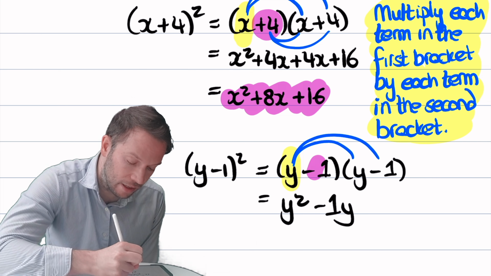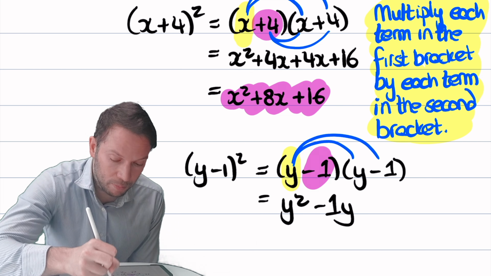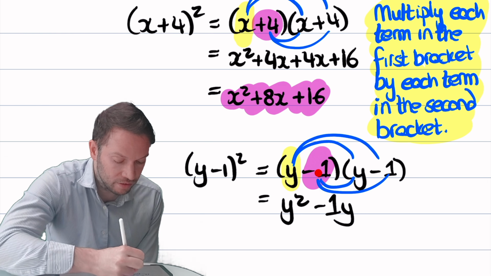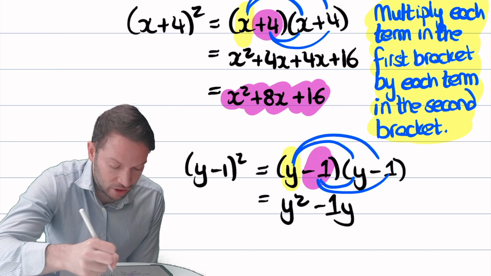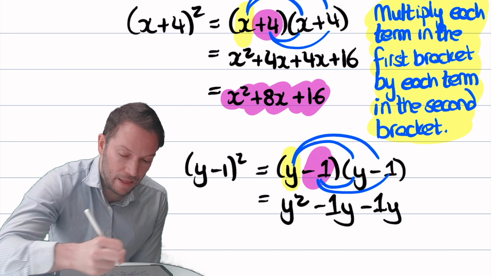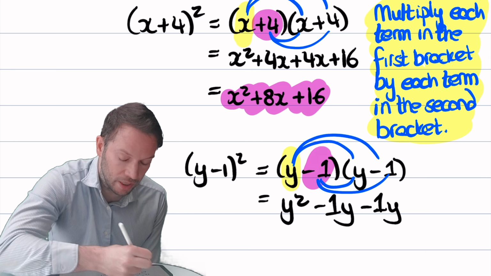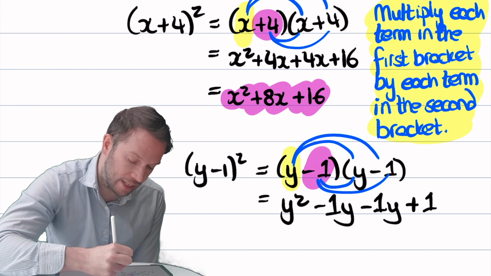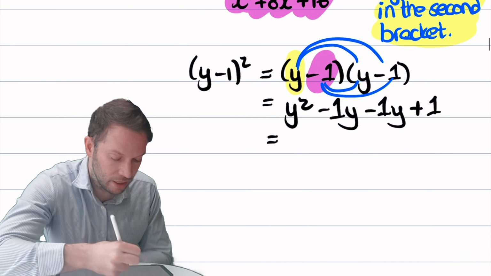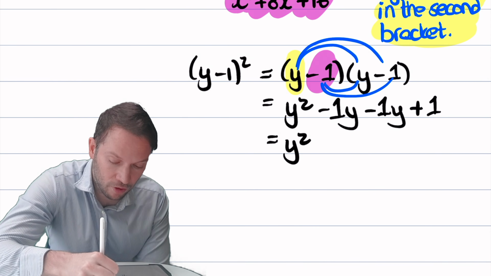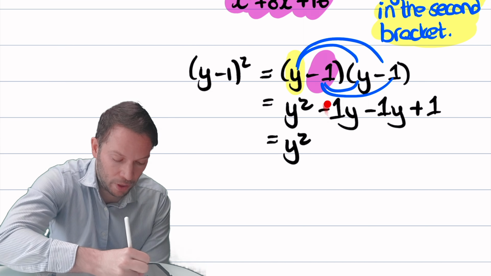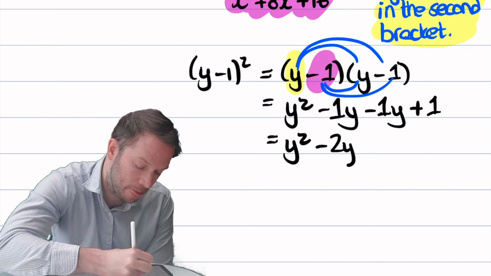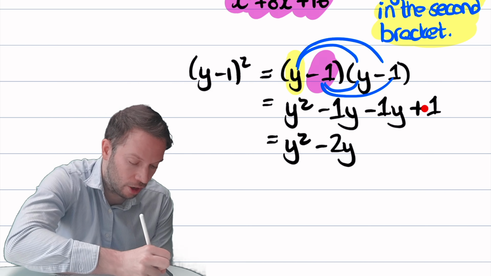And then you do the second thing in the first bracket multiplied by each thing in the second bracket. So we first do the minus 1 times the y, which is minus 1y. And then we do the minus 1 times the minus 1. Negative times negative is positive, so it becomes plus 1. And again, we collect like terms. You've got the y squared term, and then you've got the y terms. Negative 1 lot of y, subtract another lot of y, you get negative 2 lots of y. And then you've got this lone plus 1 at the end.